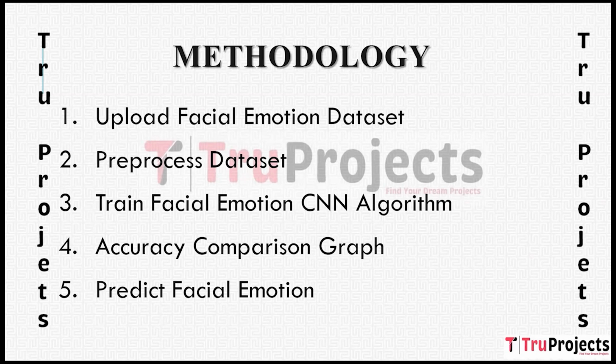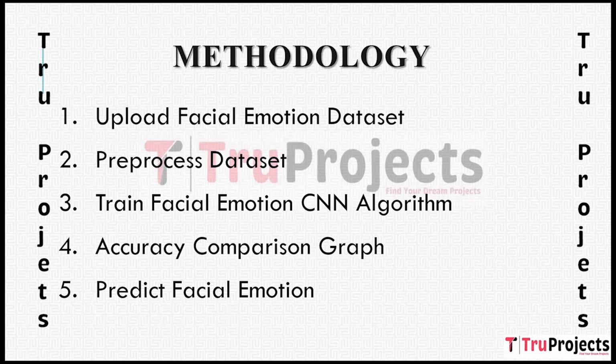Fourth module is Accuracy Comparison Graph. After training the CNN model, this module generates a graphical representation of the training process performance. It typically displays a graph with the number of training epochs on the x-axis and accuracy or loss values on the y-axis. The accuracy line reflects how well the model's predictions align with the actual emotions, while the loss line indicates how much the model's predictions deviate from the true values. This graph helps in assessing the model's learning progress and performance.